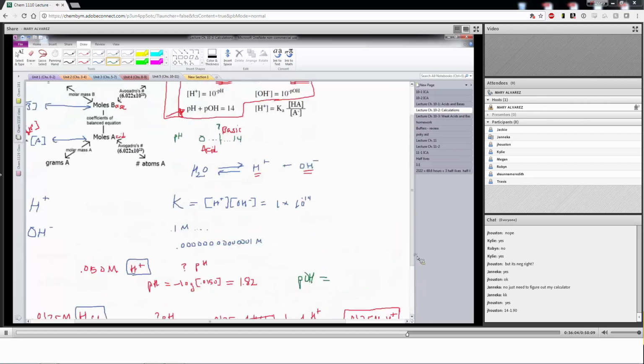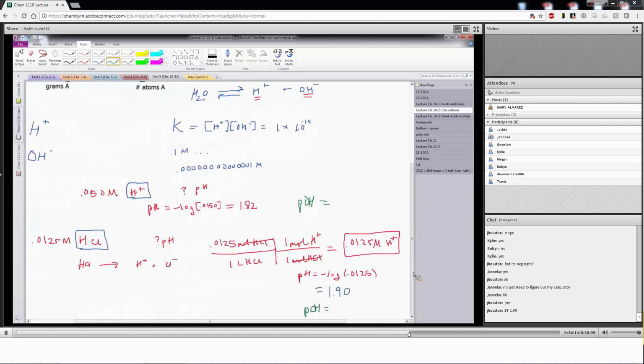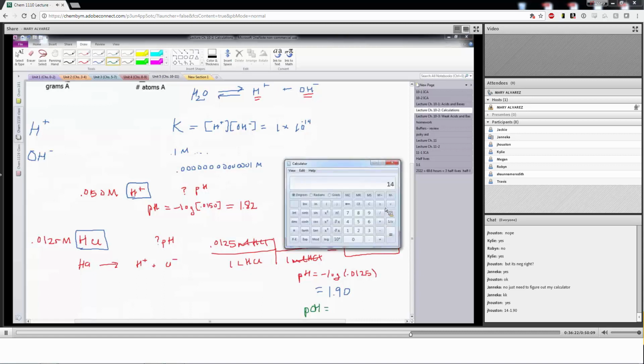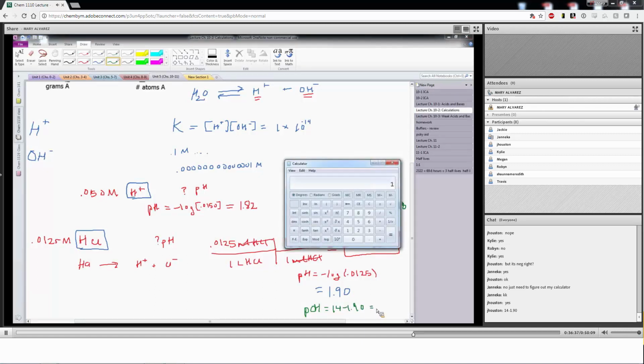Yeah, that's the easy part, right? The pH plus the pOH equals 14. So if I have the pH, I just subtract the pH from 14 and I'll get the pOH. So pOH is 14 minus 1.82, which in this case, because I'm lazy, is going to be 12.18. In this case, it's going to be 14 minus 1.90. So that's going to be 12.1. Excellent. Okay.